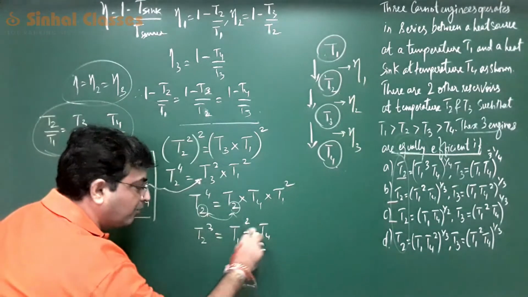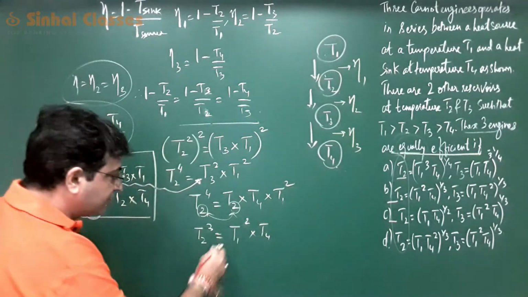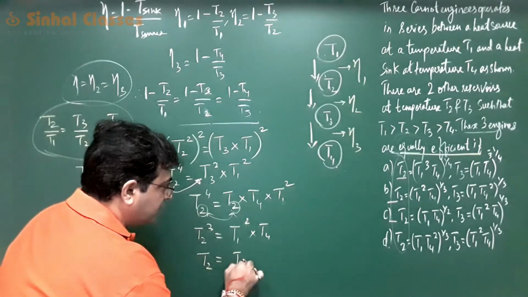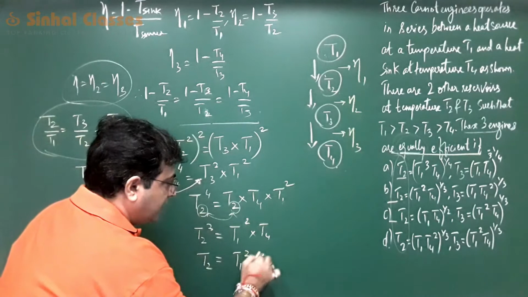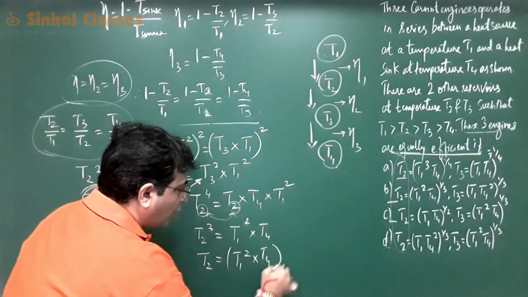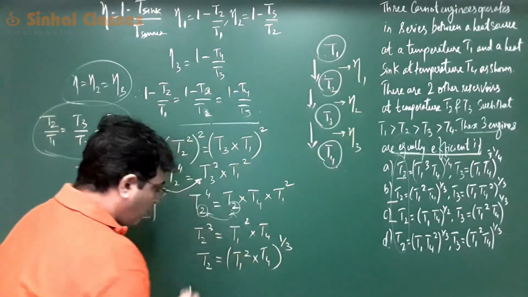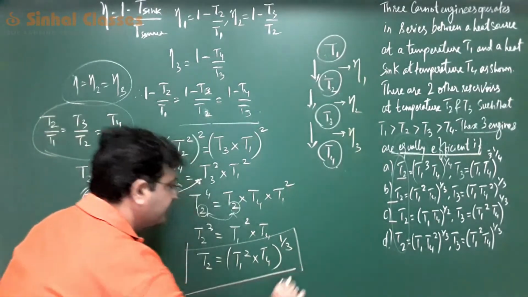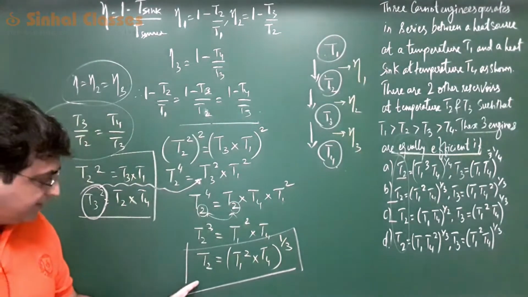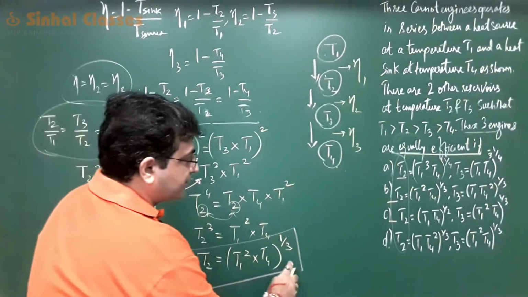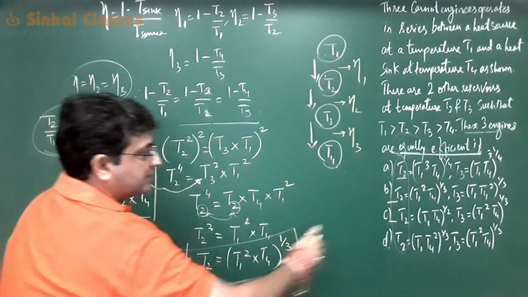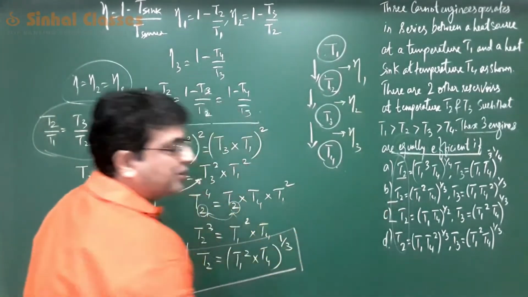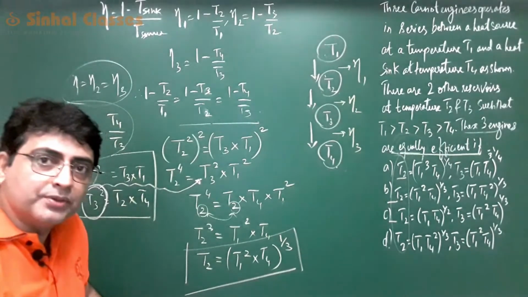Now see over here. Can I take cube root on both sides? So T2 will be equal to what? It will be T1 square into T4, the whole raised to the power of 1 by 3. Did you get one of your options? See, what option did you get? We got T2 is equal to T1 square into T4, the whole raised to 1 by 3, students.